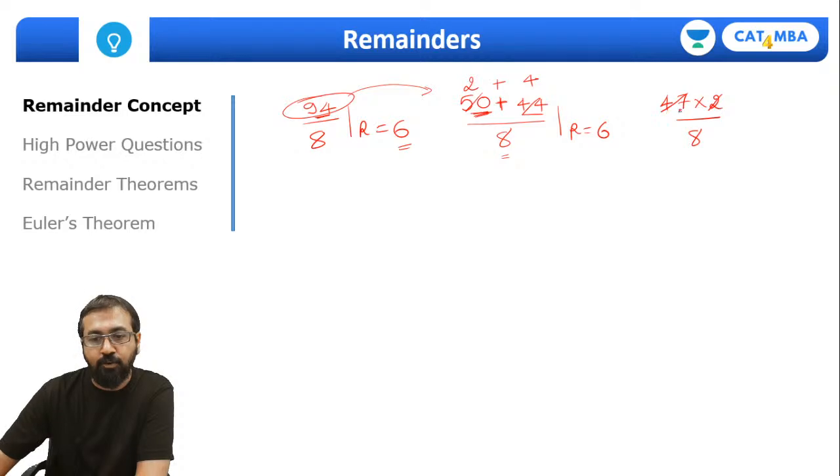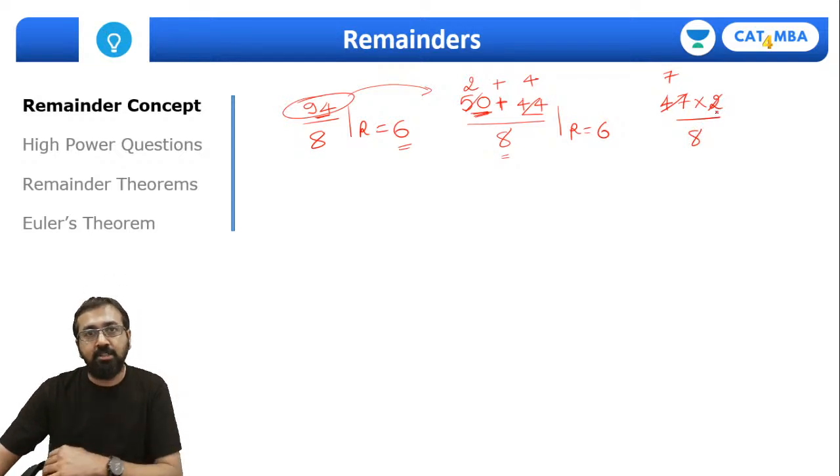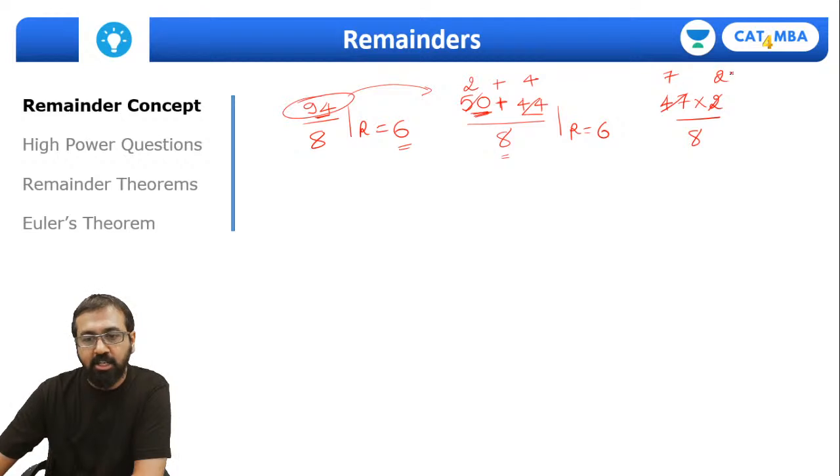So what is 47 divided by 8? The remainder will be 7. What if I divide 2 by 8? 2 is a smaller number. When we divide a smaller number by a larger number, the remainder is the number itself. So the remainder will be 2 over here. Now you will multiply these two remainders. So 7 2s are 14.